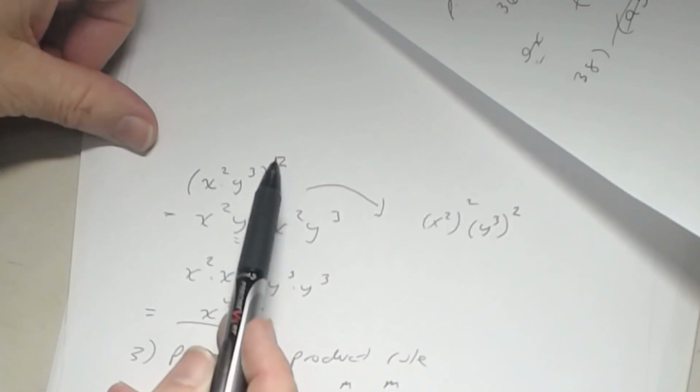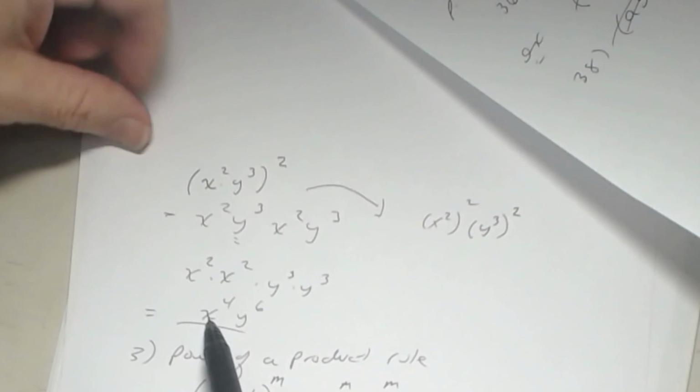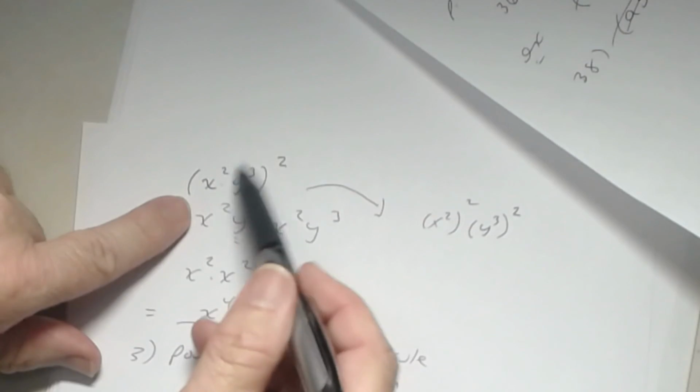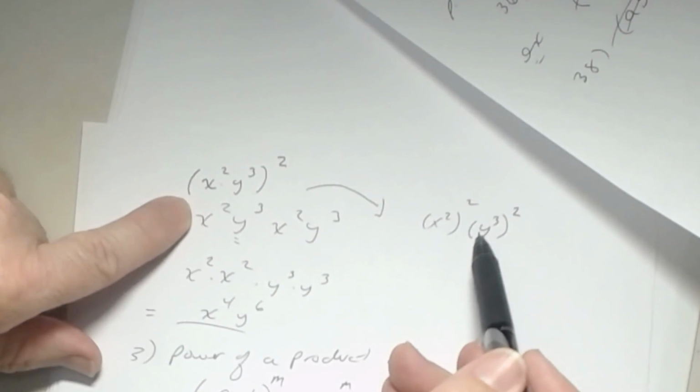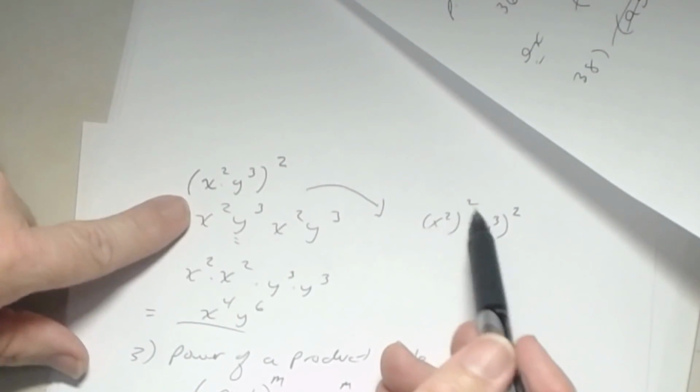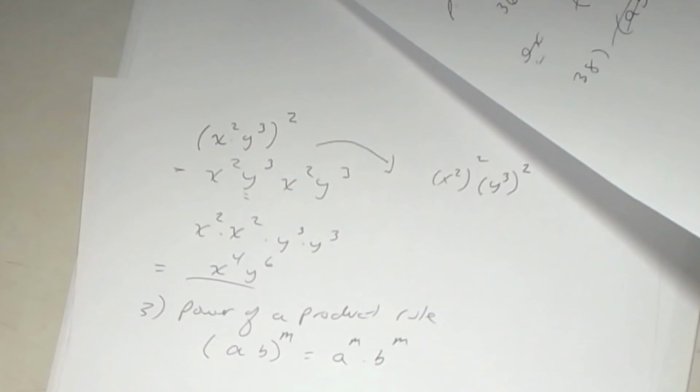Just like over here, x squared y cubed squared is just what? X to the 4 times y to the 6. That's the answer. But that comes from this right here when we just did x squared squared and then y cubed squared. That's just the power of a product rule. That's what was used here. So now let's look at this one.